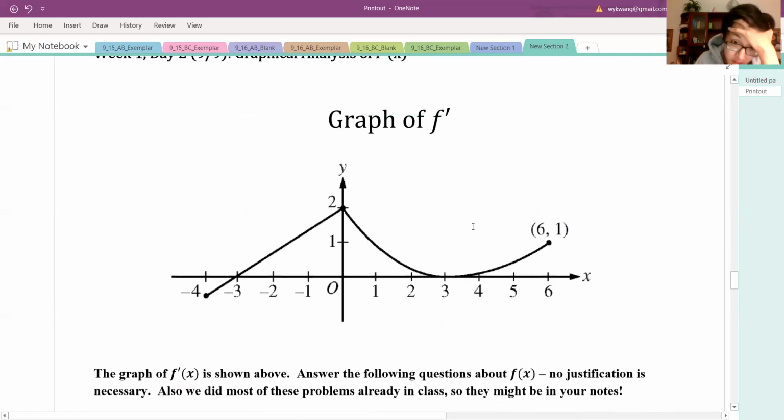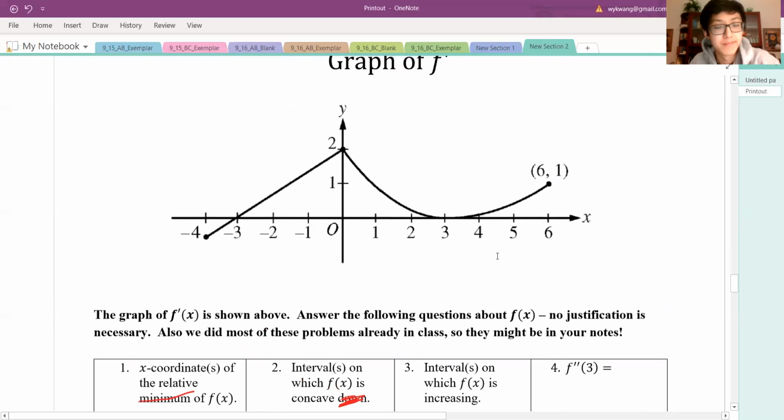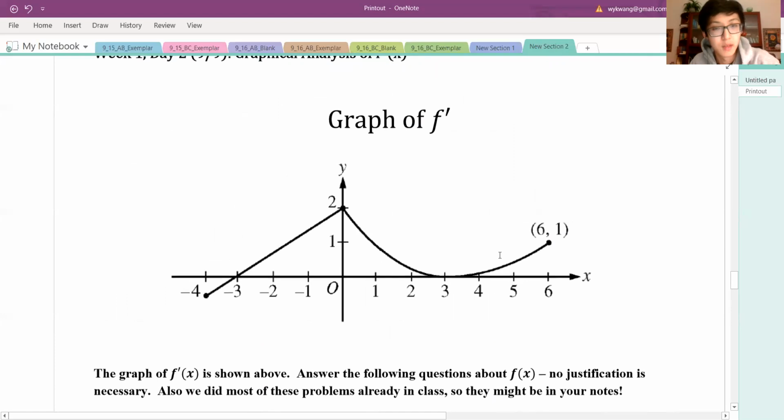Oh, wait. Oh, okay, this is my bad. Wow. Okay. I did the first two problems completely wrong because I forgot that this is the graph of f prime and not just f. So do not make my mistake. Remember, this is the graph of f prime.